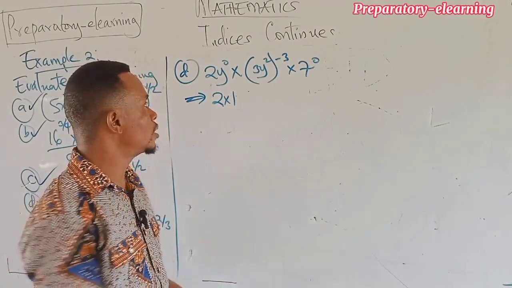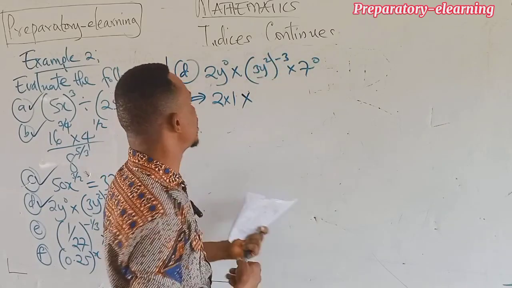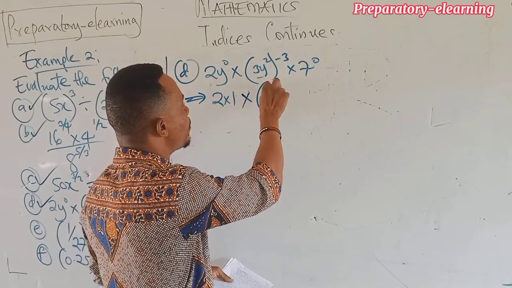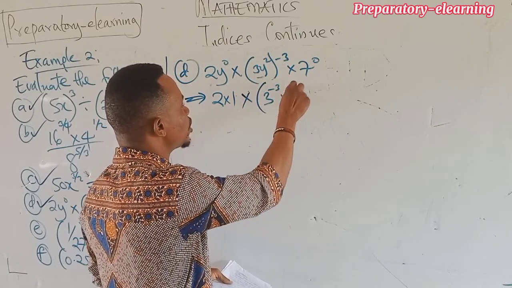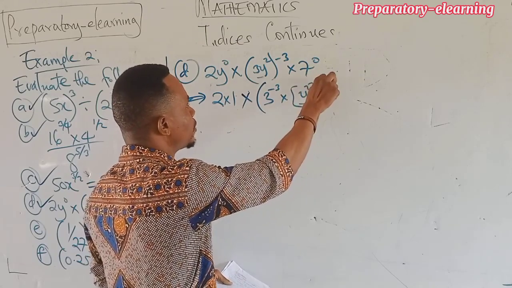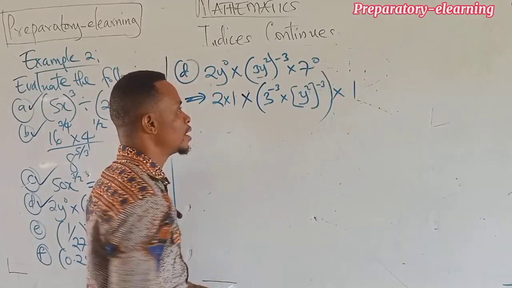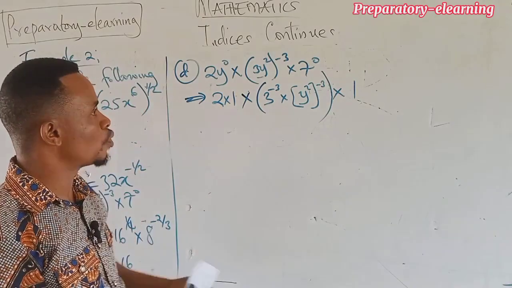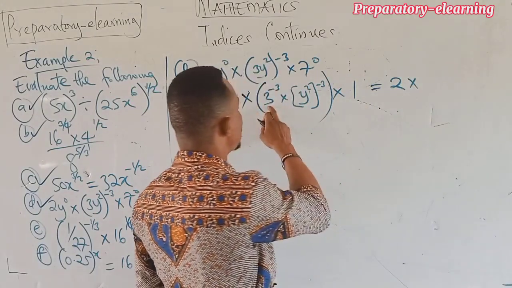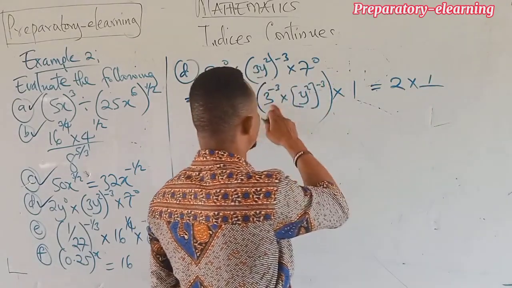Let us move on to another one. The power minus 3 distributes itself on every element we have here. The first one is what? We have 3 power minus 3, times, the next one is what? Y power 2. I have to put this in brackets to separate. Minus 3 times 7 power 0 is 1. Now here we have 2 times 1 is equal to 2 times 3 power minus 3. Don't forget that power minus means 1 over 3 power 3.